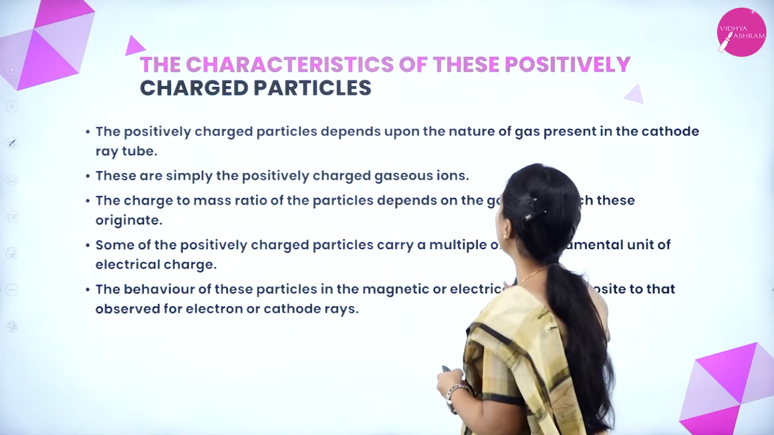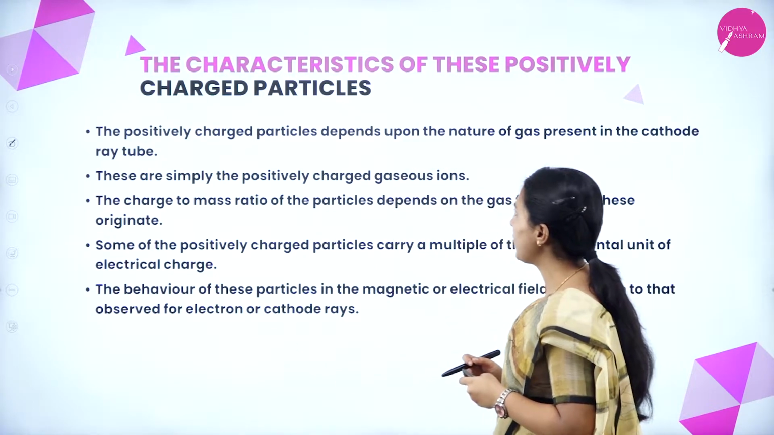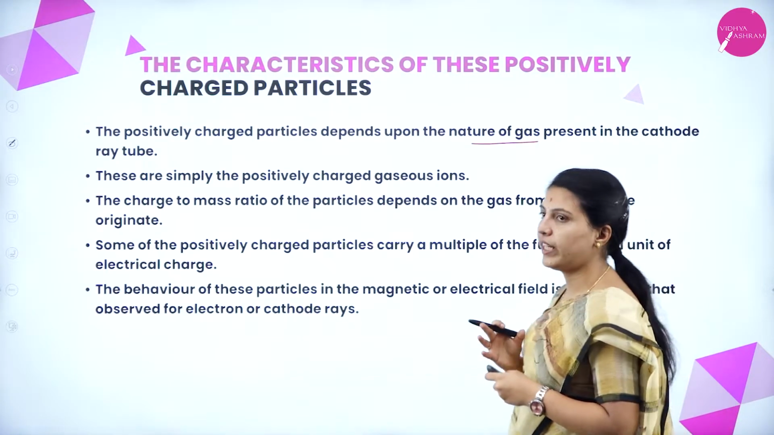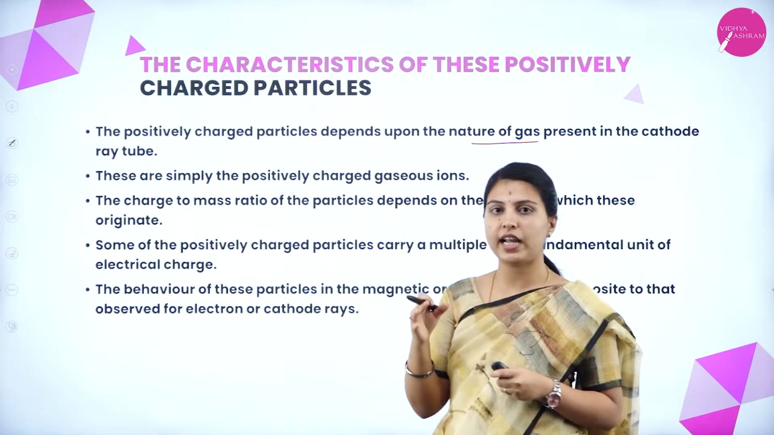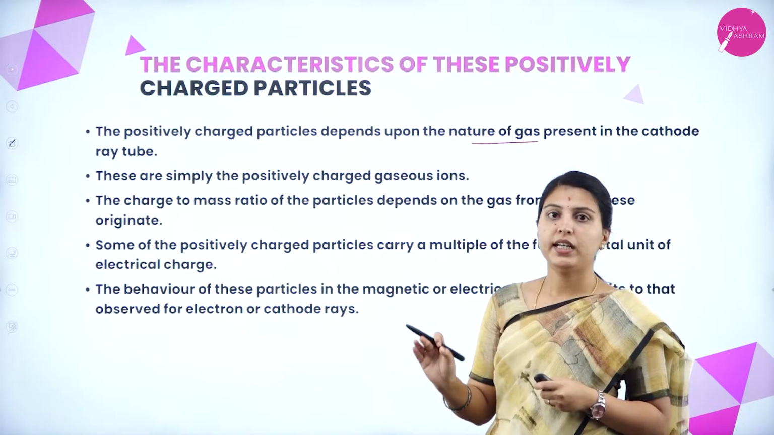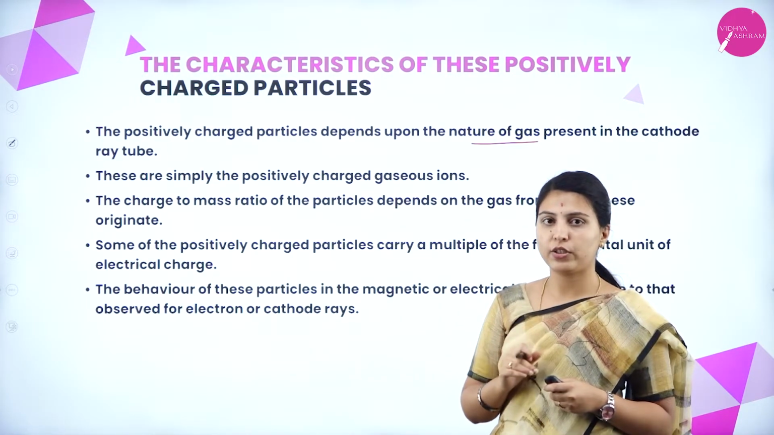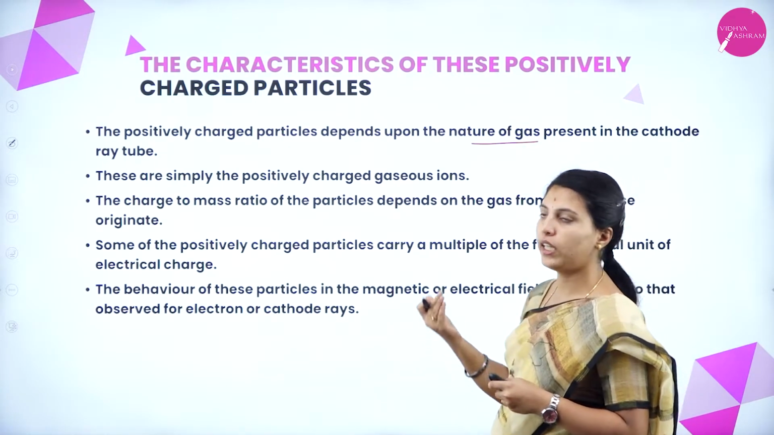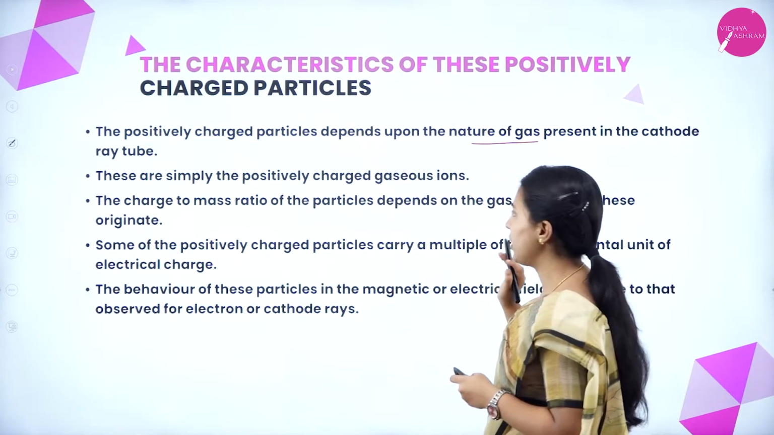The characteristics of these positively charged particles: they depend upon the nature of the gas present in the discharge tube. We have studied that in the cathode ray discharge tube there is also a presence of gas, but those electrons are not dependent on the nature of the gas or electrodes. But here the positively charged particles are completely dependent on the nature of the gas. Why? Because these are simply positively charged gaseous ions.